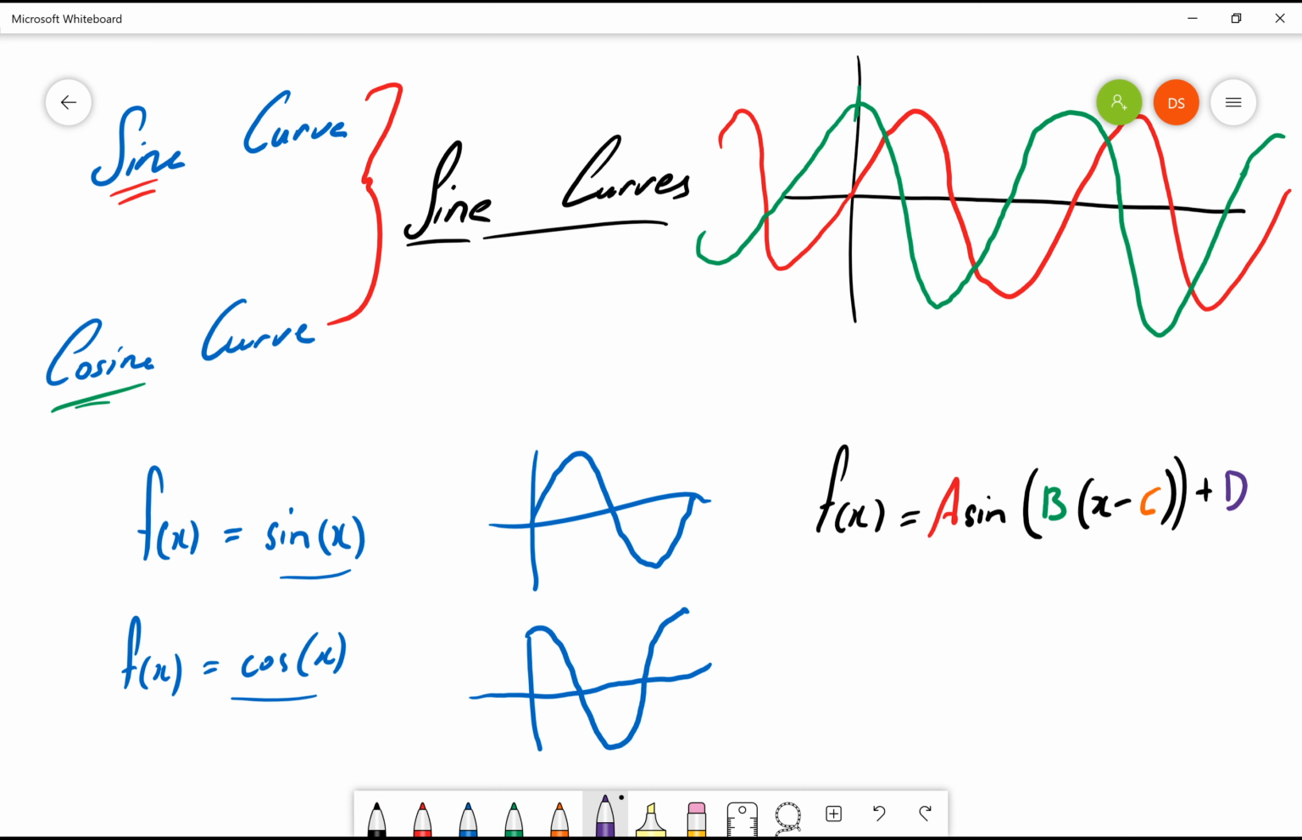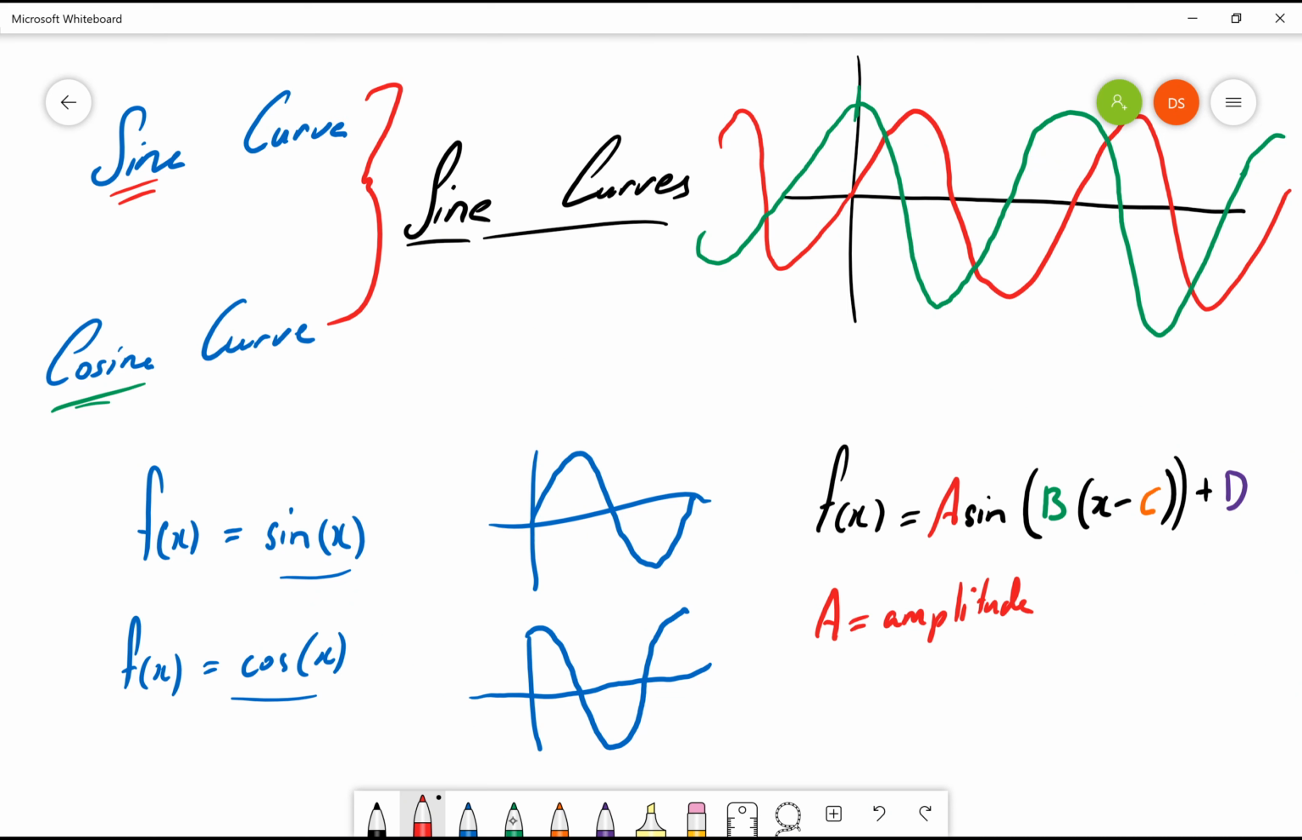I'm going to just do the cosine. The cosine is going to be exactly the same, except instead of sine, I'm going to write cosine. So I'm not going to do that. But we have four key things. A is the amplitude. This is sort of like our scale factor. It's sort of like our K.